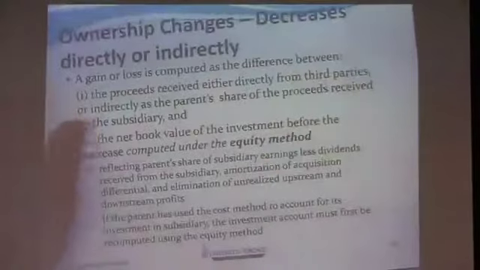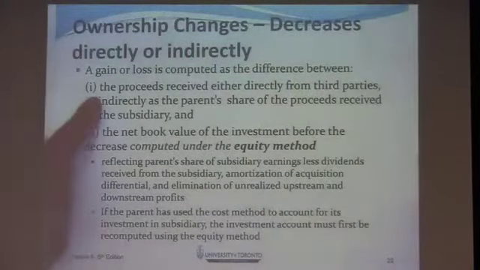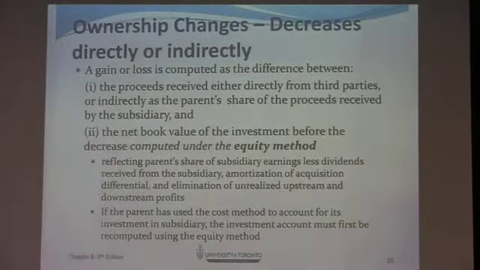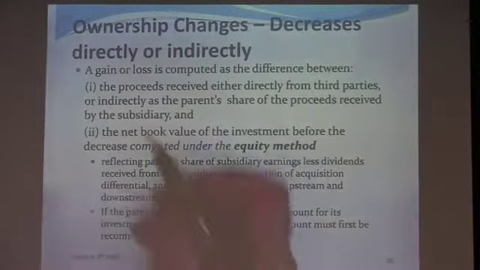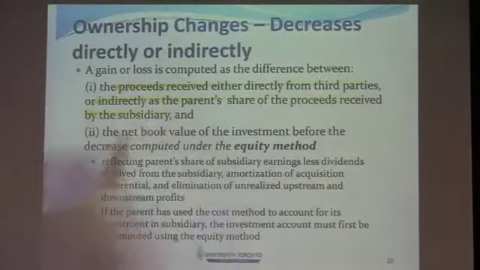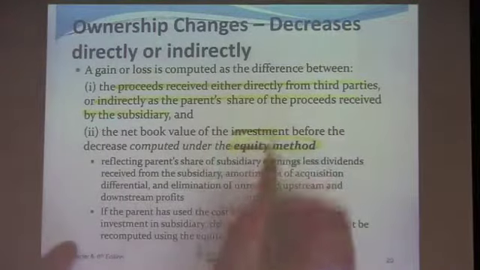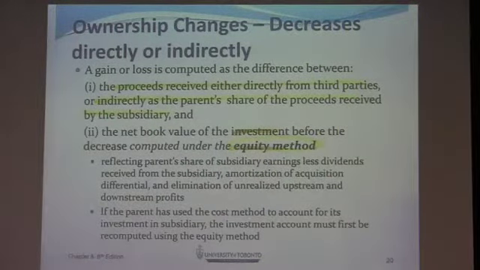So what we need to do, once that happens, is calculate a gain or loss. That gain or loss is computed as the difference between the proceeds received, either directly from a third party or indirectly as share proceeds received by the subsidiary, and the net book value under the equity method. So this is the investment under the equity method. That gain or loss is going to be part of the consolidated retained earnings statement.